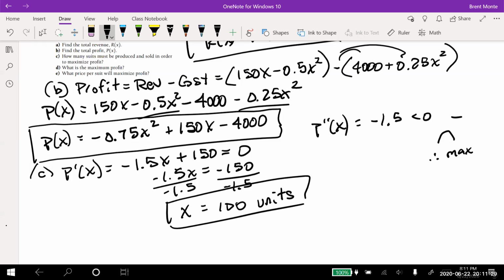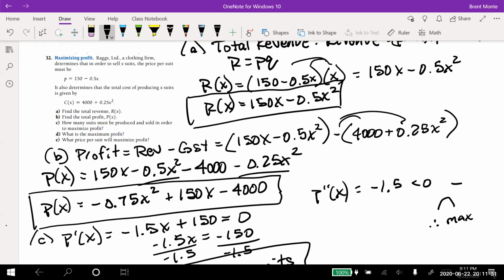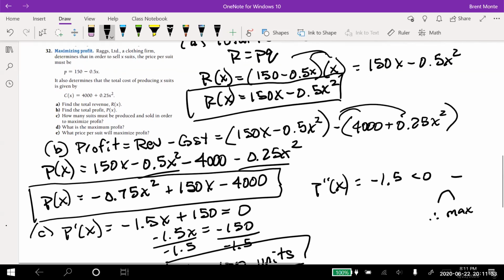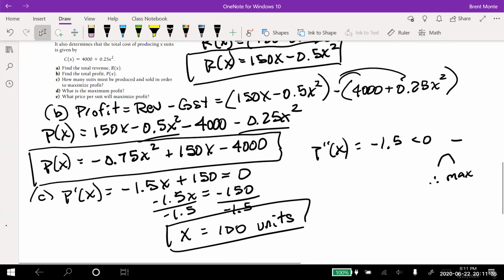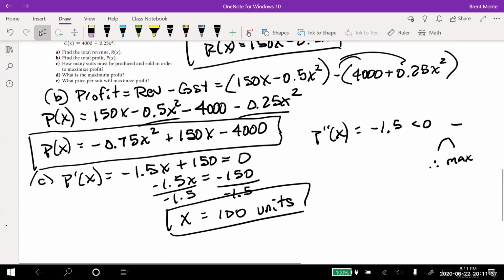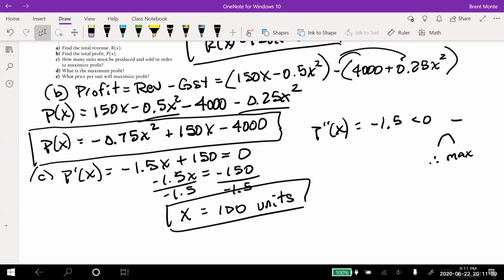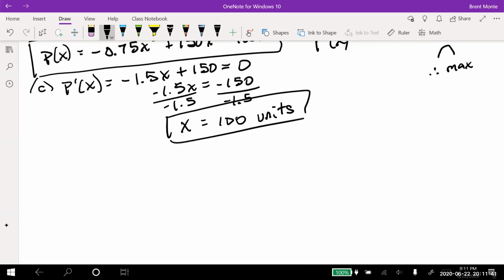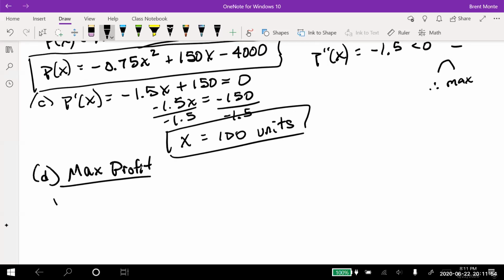And they didn't tell us we're in any different kind of units or anything, did they? Nope. X is the number of suits, not in thousands of units or anything. D says find the maximum profit and then find the price. So for D, the maximum profit, we know that maximum occurs when x is 100. We just plug into the profit function. So the maximum profit is just P of 100.